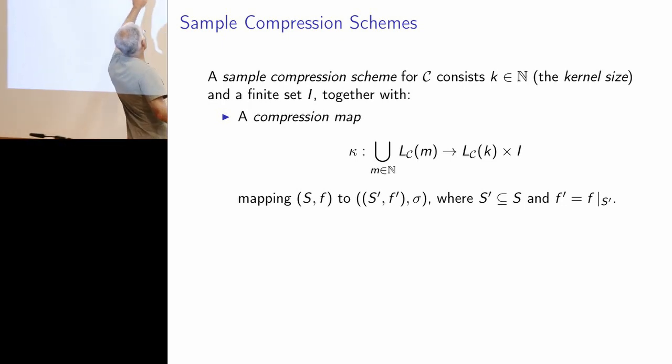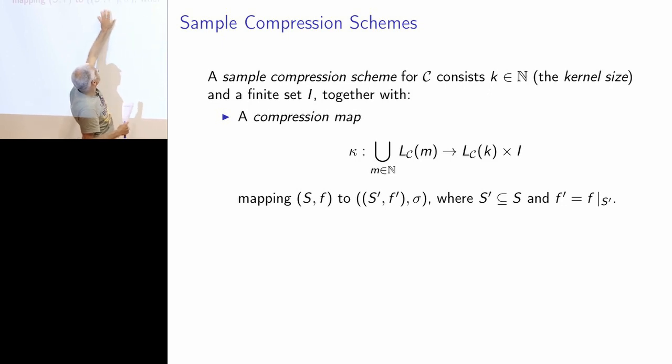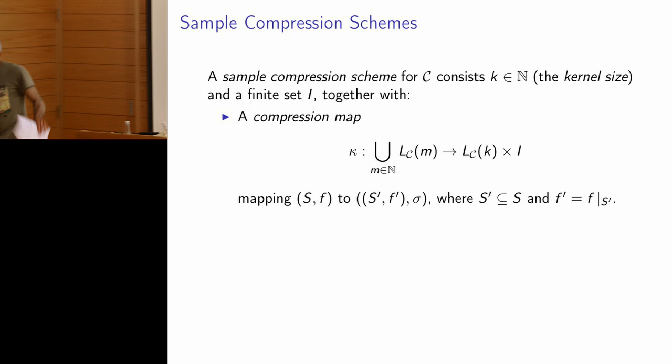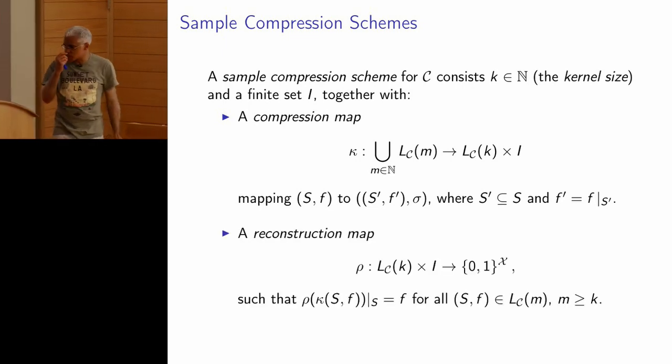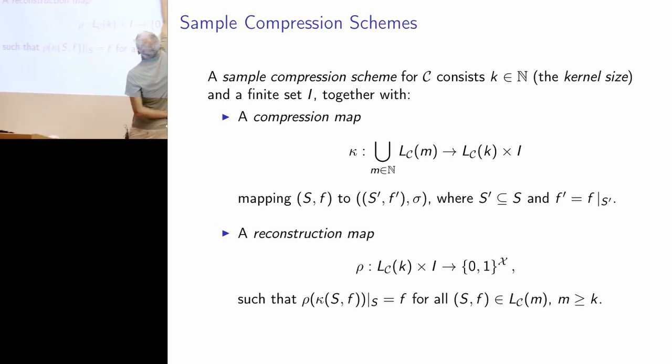So what it maps the sample to is a subset of the sample, with the labels, and a finite bit of information on the other hand. It's just taking a subset of the sample. And then there's a reconstruction map, whose domain is the same as the codomain of the compression map. So it takes this labeled sample of size k, the kernel size, and the information, and it reconstructs a hypothesis.